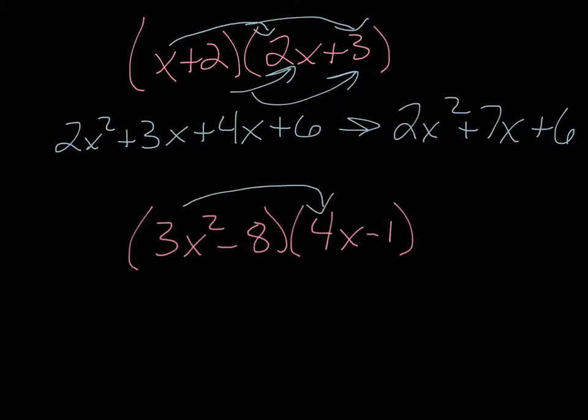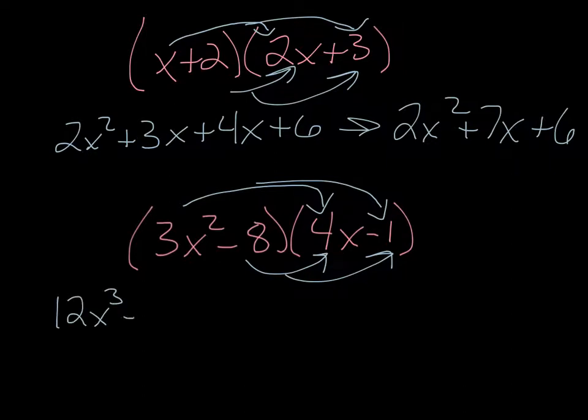Same idea down on this second example. Please watch your signs. It's an easy way to make a mistake. Pay attention to the exponents. 3x squared times 4x is 12x cubed. 3x squared times negative 1 is negative 3x squared. Negative 8 times 4x is negative 32x. And negative 8 times 1 is positive 8. You should always check to see if there are any like terms to combine. And on this problem, there are none. So we're done.